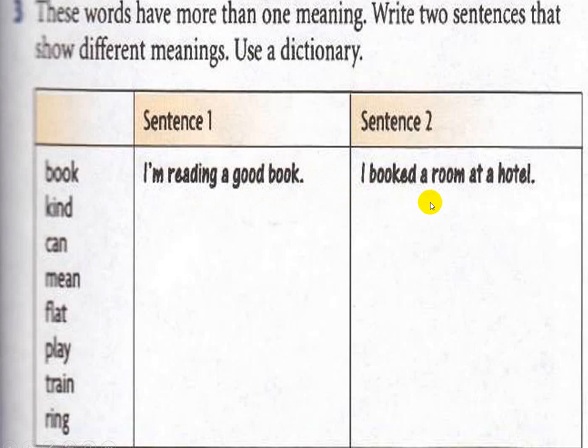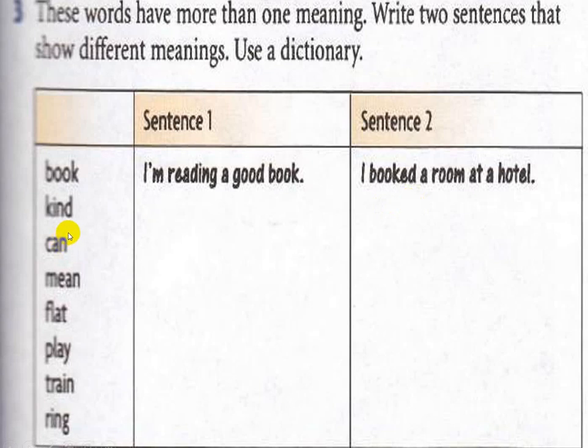The second sentence, my sister is a very kind person. Here the word kind means nice. So the first sentence or question, what kind of music do you like? And the second sentence, my sister is a very kind person.